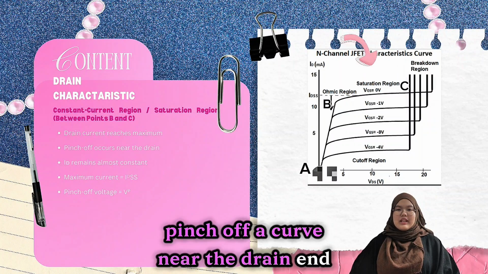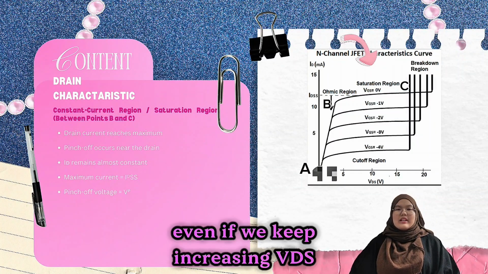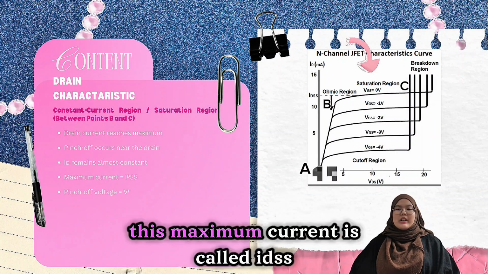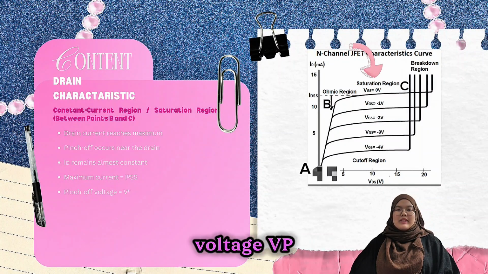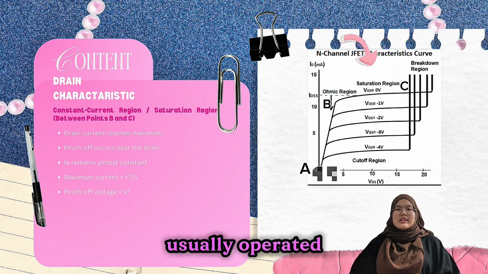Pinch-off occurs near the drain end of the channel. Even if we keep increasing VDS, the drain current stays almost constant. This maximum current is called IDSS, and the voltage where the pinch-off happens is known as the pinch-off voltage, VP. This is the region where JFETs are usually operated as amplifiers.